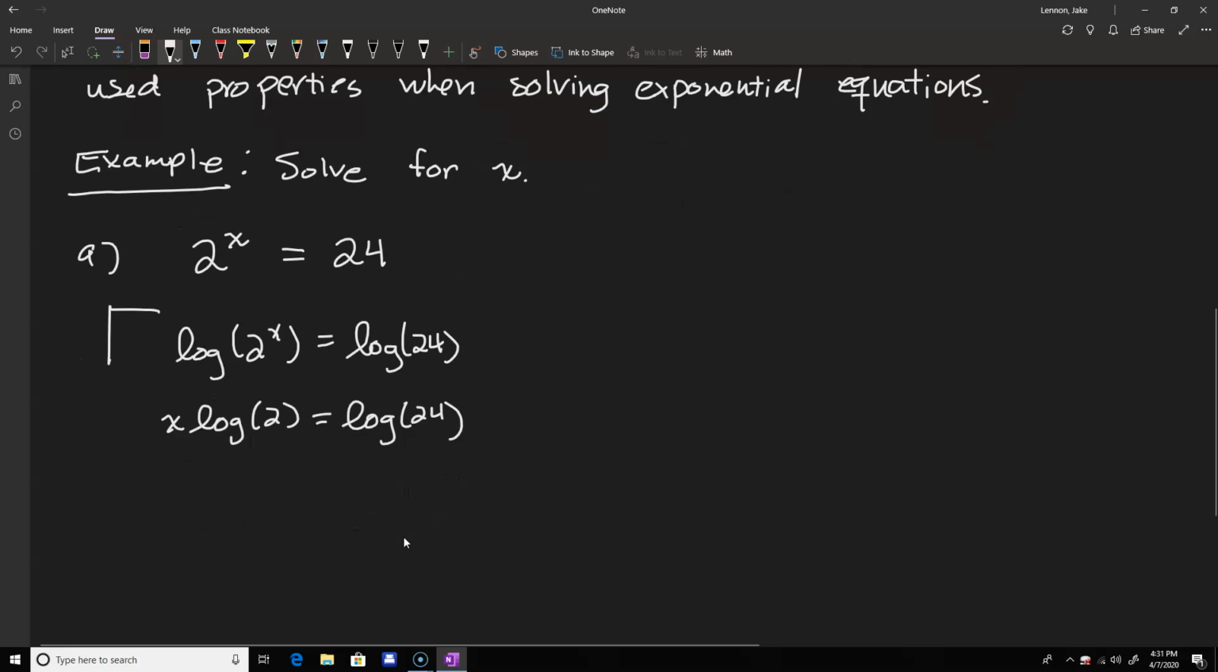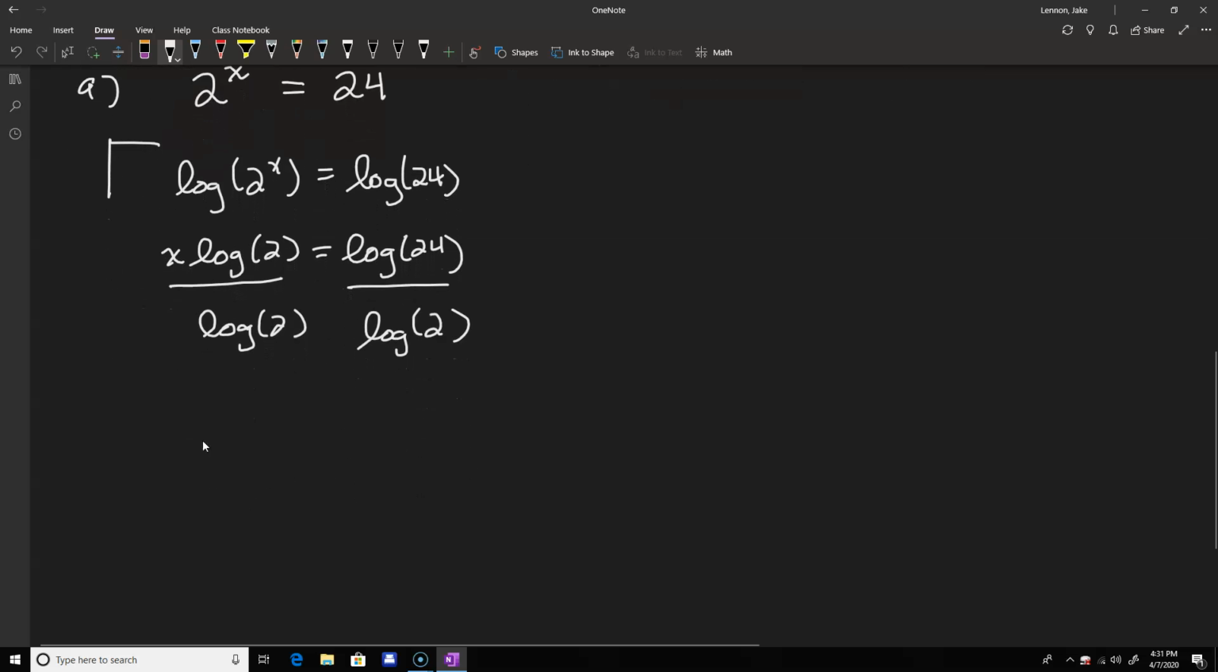And then what you want to do is just divide both sides by the log of 2. X is being multiplied by the log of 2, so we divide by the log of 2 to isolate x. So then we can type that value into our calculator to get an approximation. So let's go ahead and do that now. Let's say the log of 24 divided by the log of 2. So that comes out to about 4.58 if you round to 2 decimal places.